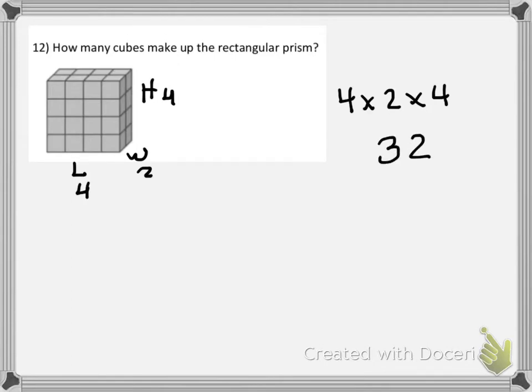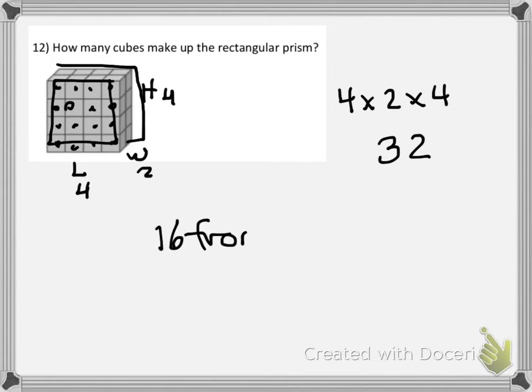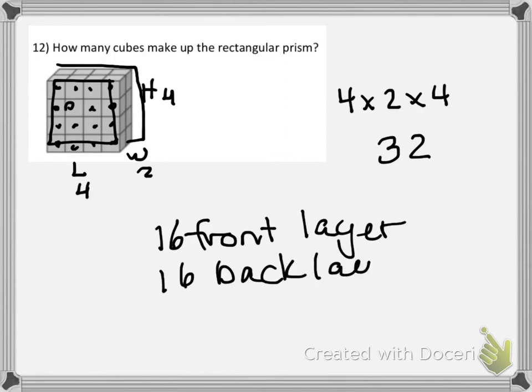Right? Another way to look at it here, if I count the number of cubes right in front of me, there's 1, 2, 3, 4, 5, 6, 7, 8, 9, 10, 11, 12, 13, 14, 15, 16. So there are 16 cubes in this front layer right in front, and there are another 16 cubes right behind it in the back layer. So 16 cubes in the front layer, and then we're going to add 16 cubes in the back layer. So together, that's 32 cubes altogether.